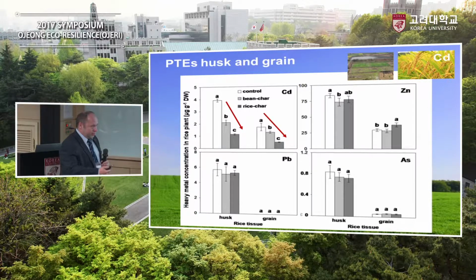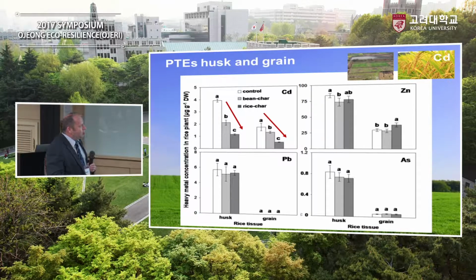So there's benefits, as Professor Oakes illustrated, to converting these waste residues through pyrolysis, sequestering carbon with them, burying it in the soil, and hopefully getting some benefit alongside that. So for the cadmium control versus either the bean or the rice char amendment, we're seeing significant drops in the cadmium content within the rice. So we've got rice husk and rice grain, the same thing over here.